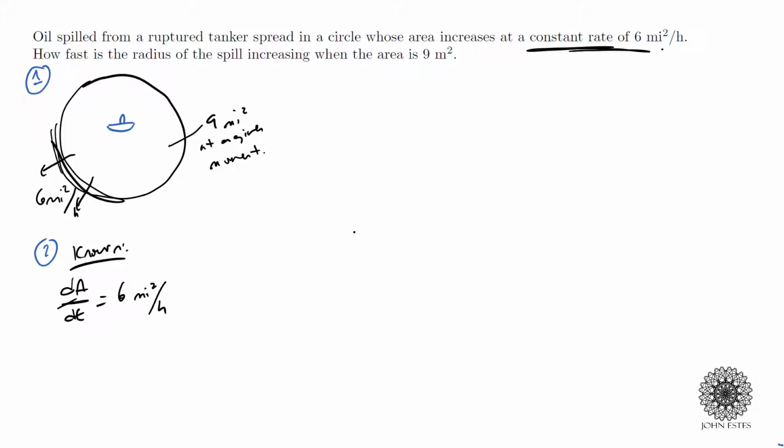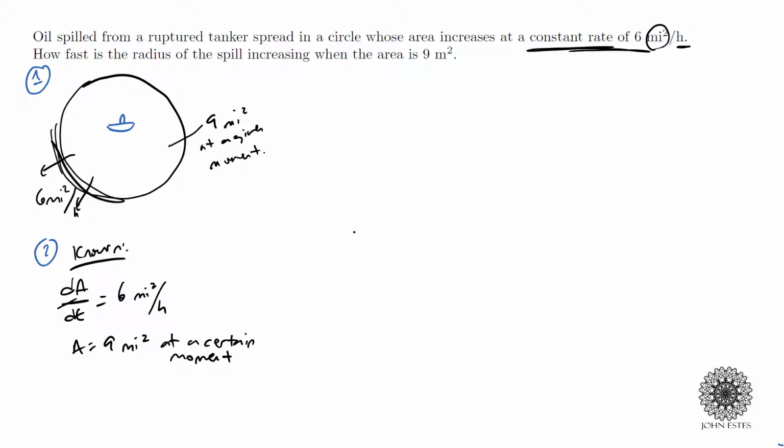You can also tell by the units when you have some sort of unit of measurement divided by a unit of time, that denotes a derivative, that's a change. I also know the area is 9 miles squared at a certain moment. So that area is changing obviously as the spill gets bigger, but that's what I know.